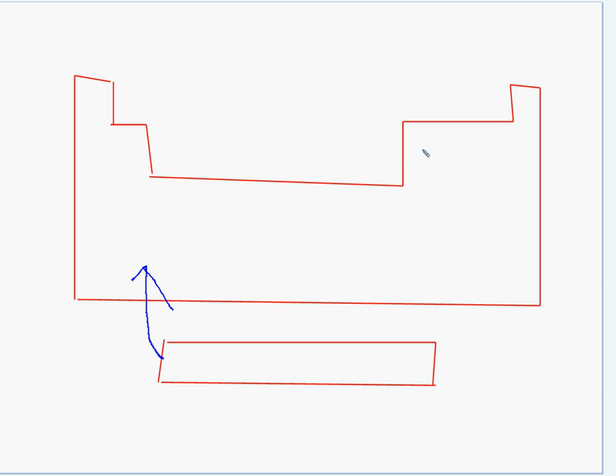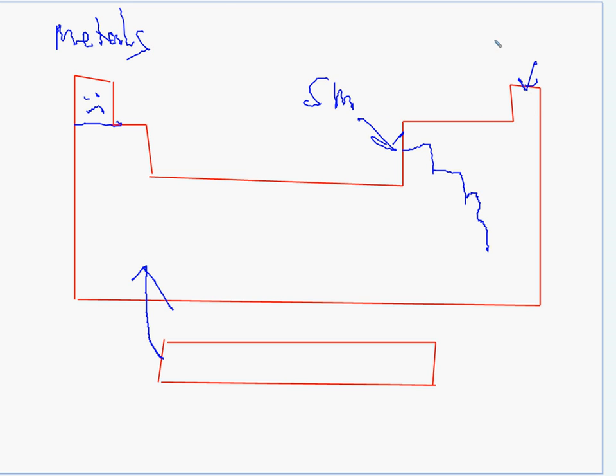Okay, so we've got these different sides. I remember there's this staircase that goes down, like, here. Anything that touches here are the semimetals. And then I remember the left side is the metals, except for hydrogen. It's a nonmetal. And then this side over here is the nonmetals.